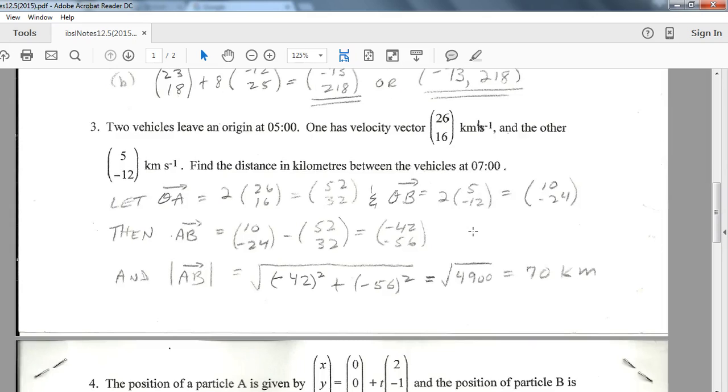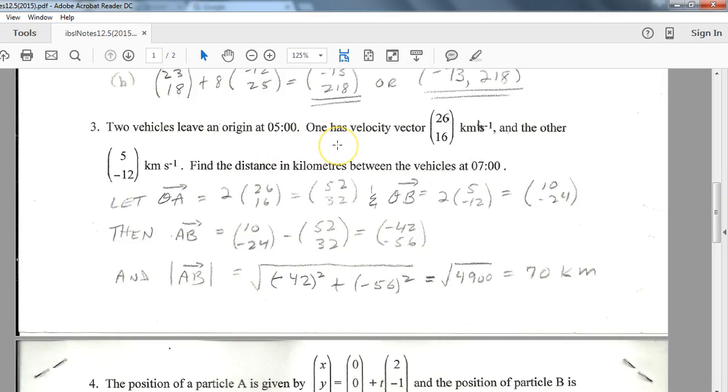Moving on to number 3. So again, we got 2 vehicles leaving at 5 o'clock. One velocity has a vector of 26 over 16. That's kilometers per hour. So we're working with hours on this one. And then the other train had the velocity vector for 5, negative 12. And we want to know the distance between the vehicles 2 hours later. So keep in mind that this was in units per hour, and we're traveling over the course of 2 hours.